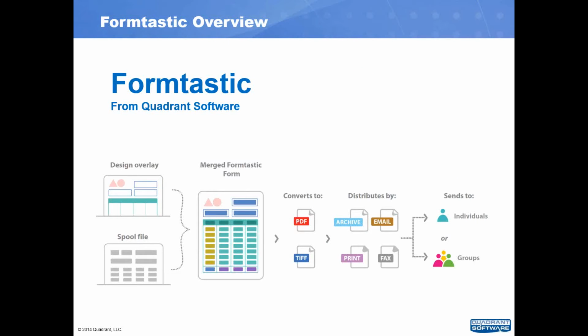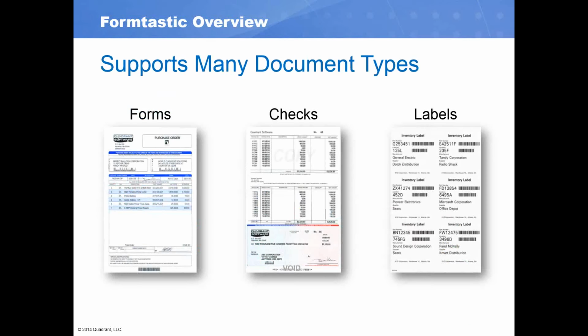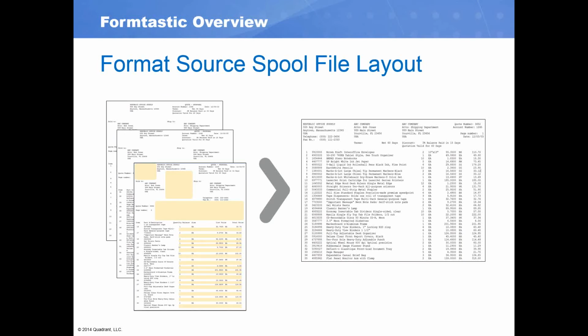Formtastic is a document design and distribution suite that can help you overcome these challenges by enabling you to modernize your IBMi documents and automate distribution, as well as reducing costs on pre-printed forms and checks and wasted print resources. So at a high level, Formtastic pulls your spool file out of your output queues, merges it with a pre-designed template, converts it to PDF or TIFF, then distributes it to the intended recipient or recipients or prints it, and creates a copy for archiving. It supports a number of different document types, including forms, checks, and labels. And Formtastic's Formatter module allows you to reformat the source spool file to create a new, better formatted file.